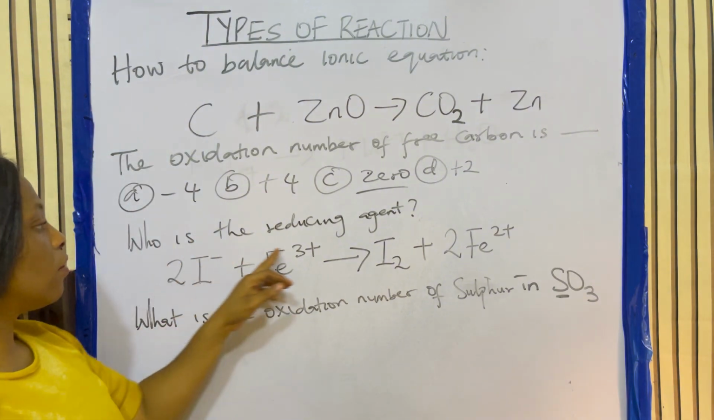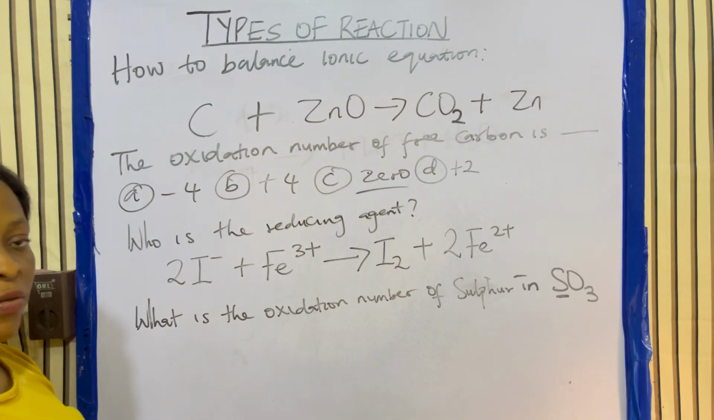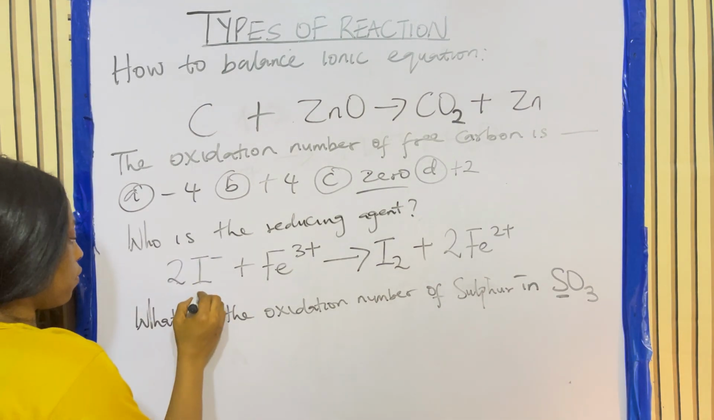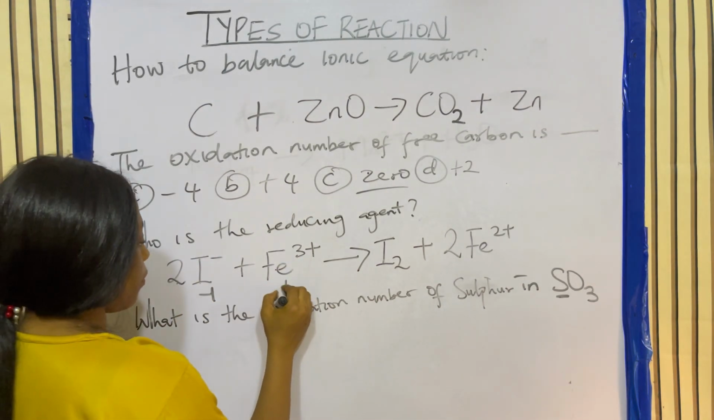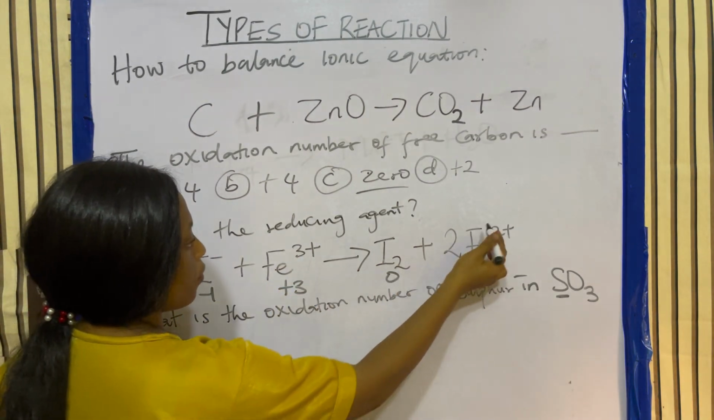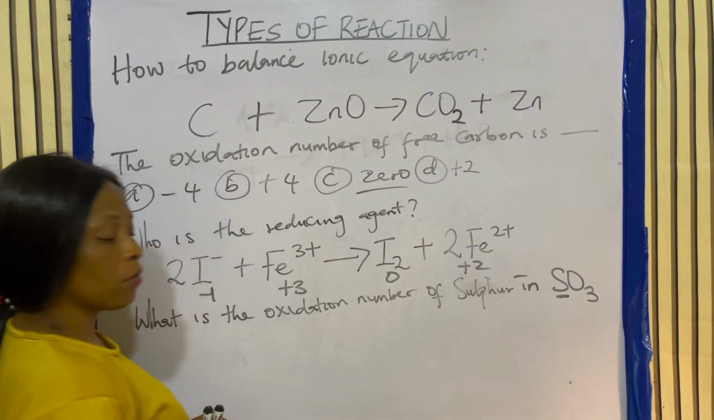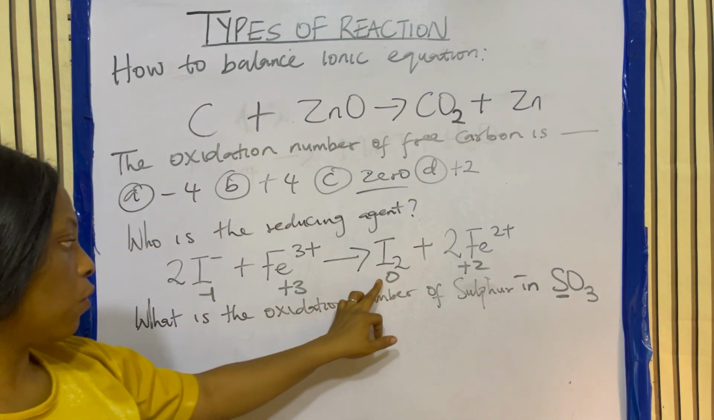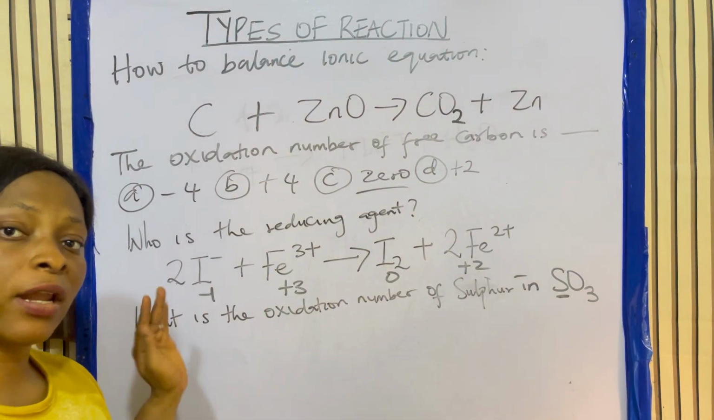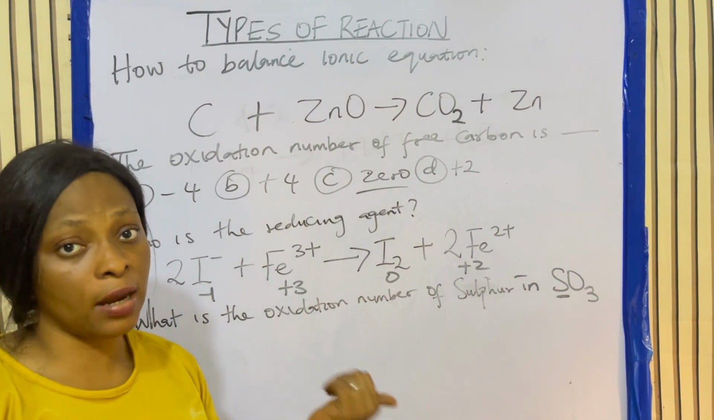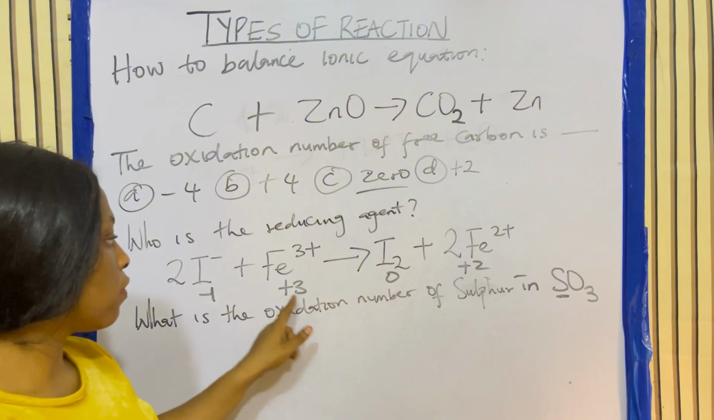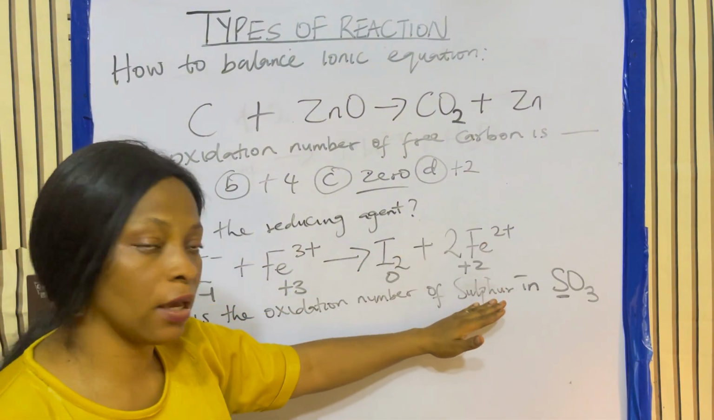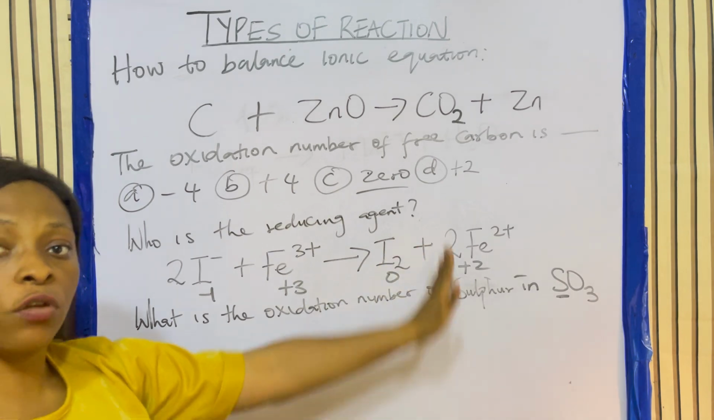Now, who is the reducing agent? Let's check. Okay, so let's solve. This is -1. This is +3. This is 0. And this is +2. So this one moved from -1 to 0. You know that -1 and 0, which one is bigger? 0 is bigger than -1. Then +3 to +2. So oxidizing agents are going to reduce here, while reducing agents are going to increase in the product.